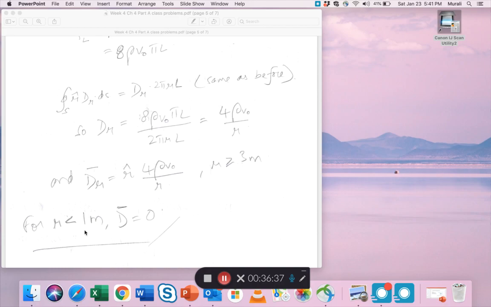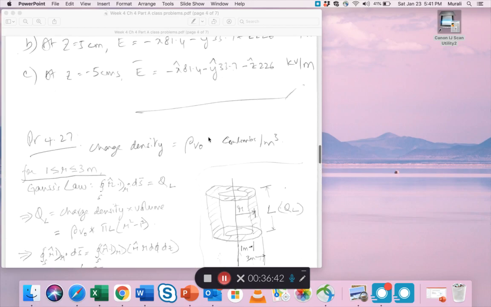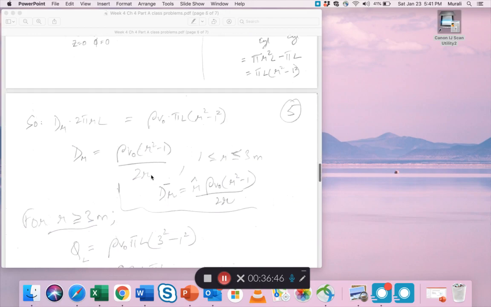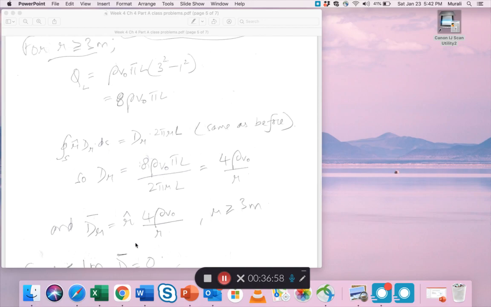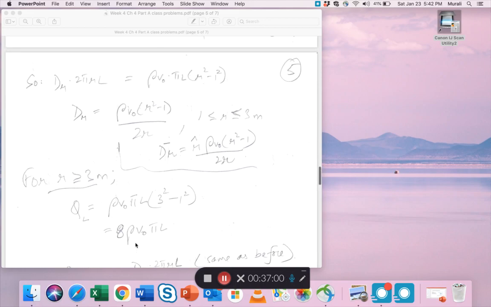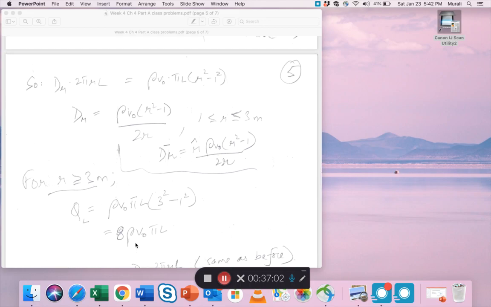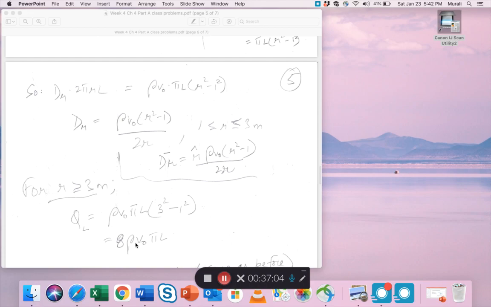Now when r is less than 1 meter, that means in this hollow area, if you apply the same formulas, and common sense will tell you that the field intensity there is 0, or the flux density there is 0. Okay? Alright? So that's how you solve this problem. I hope this was okay for you to understand.